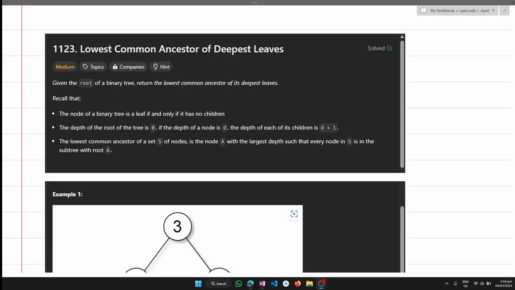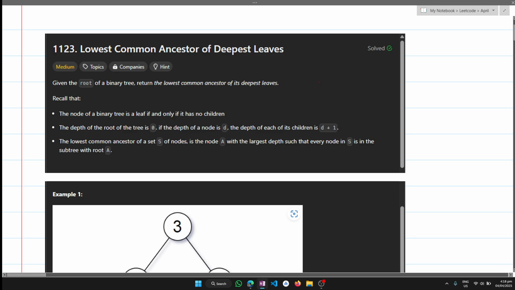Today we are doing Leetcode 1123, Lowest Common Ancestor of Deepest Leaves, and this also happens to be the POTD for today. So the problem statement says: given the root of a binary tree, return the LCA of its deepest leaves. First of all, we need to understand what we mean by lowest common ancestor. What does this phrase mean?